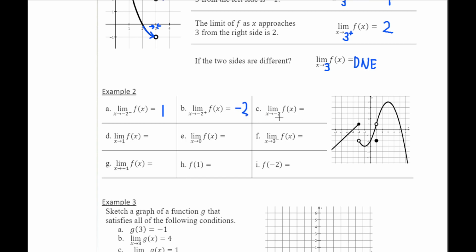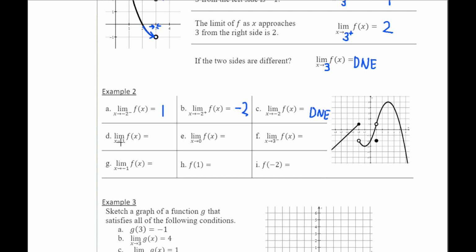C. Limit as x approaches -2. It doesn't say the left or the right, so it's just the general limit. Again, the general limit only exists if the left and the right are the same. But you see here the left-hand limit is 1, the right-hand limit is -2, therefore this does not exist.